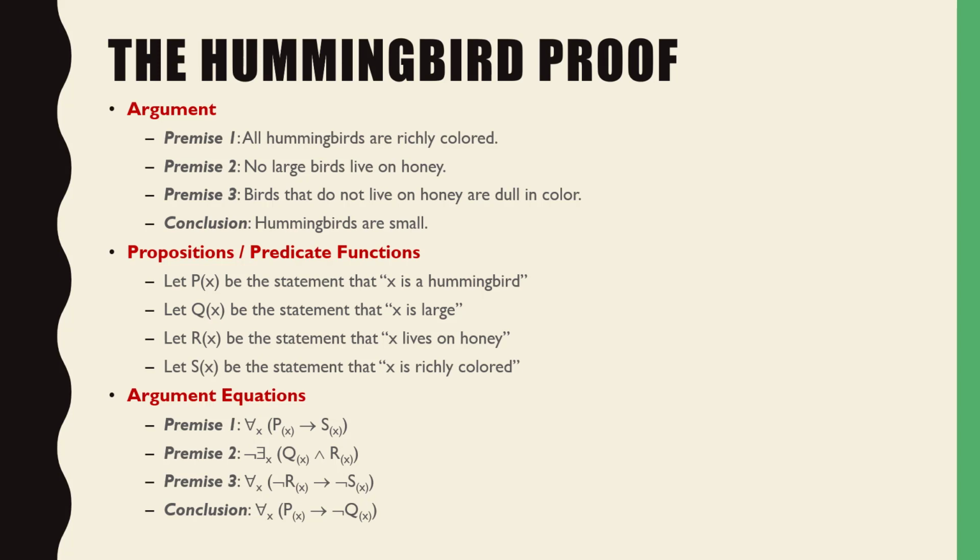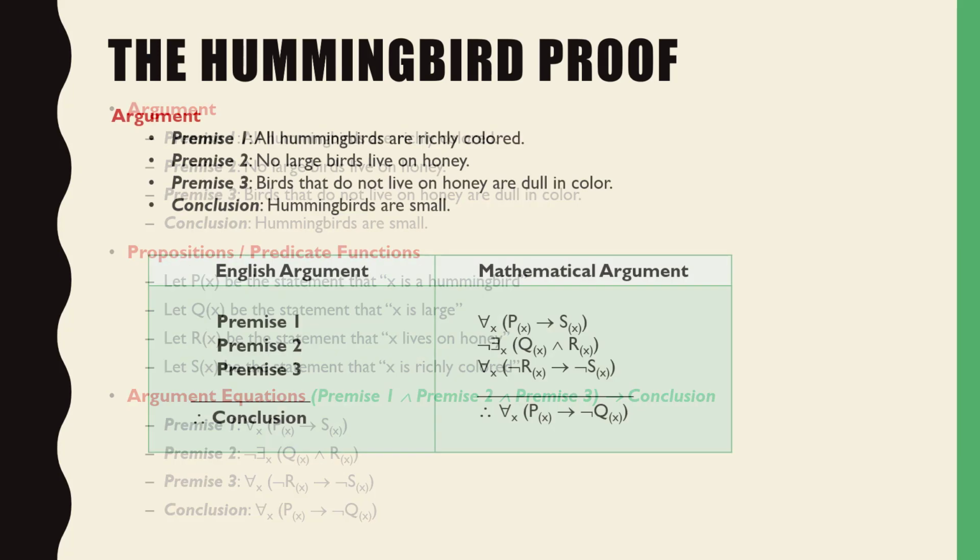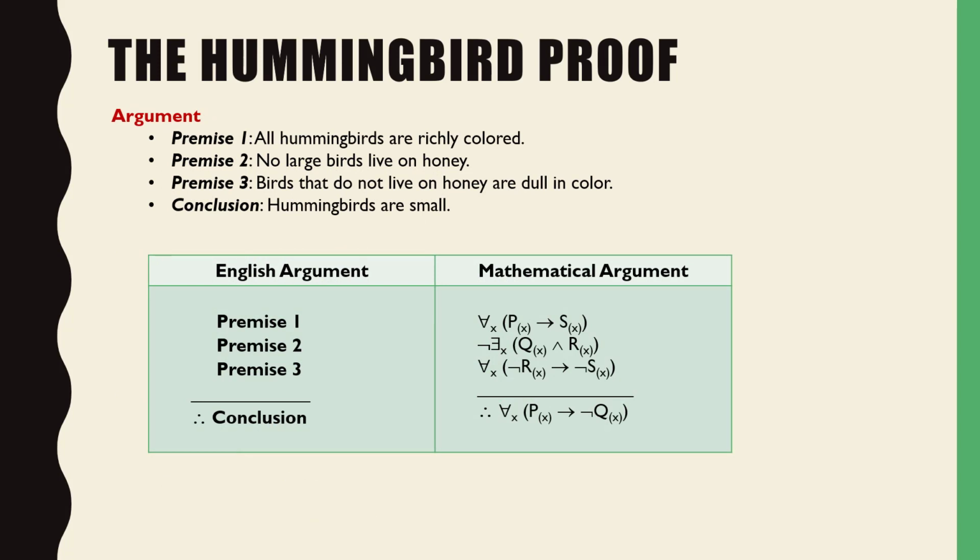Okay, this is our argument. We haven't even started our proof yet. We just converted it into math. So this is our argument here. This is what we're claiming. We're claiming that if premise one and premise two and premise three are all true, therefore our conclusion is true. Our P is premise one, premise two, premise three, right? Our Q is conclusion.